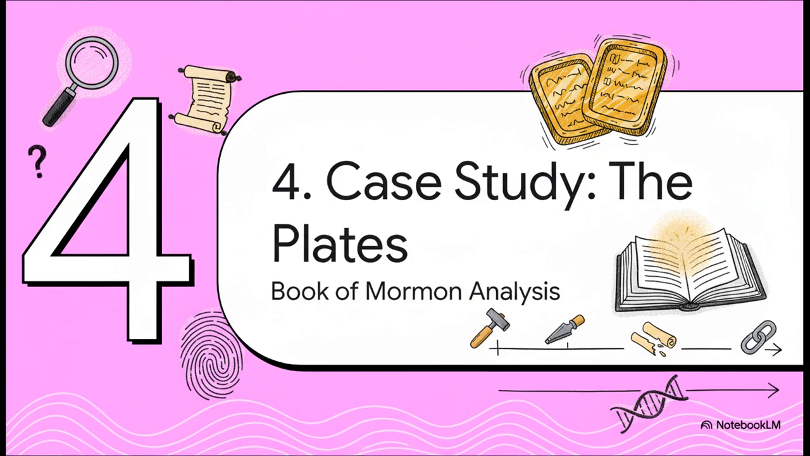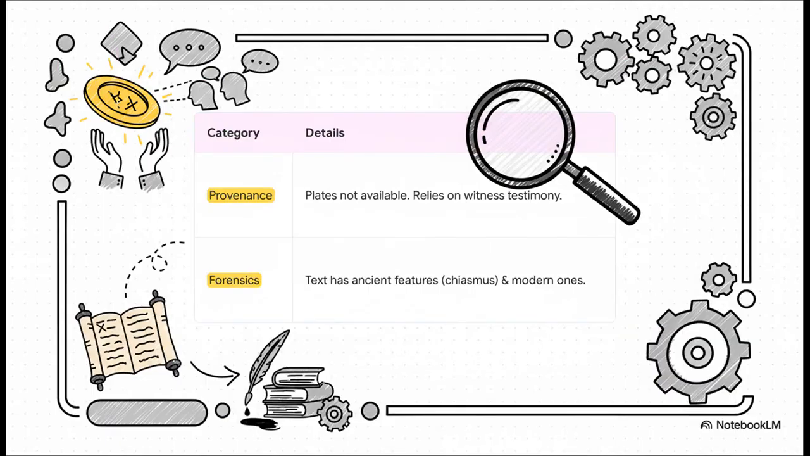Now we're going to use the exact same toolkit, provenance and forensics, and see what its evidence profile looks like. And whoa, this is where things get turned completely upside down. For provenance, we have the opposite problem. There's no physical artifact for anyone to test today. The entire origin story rests on testimony.